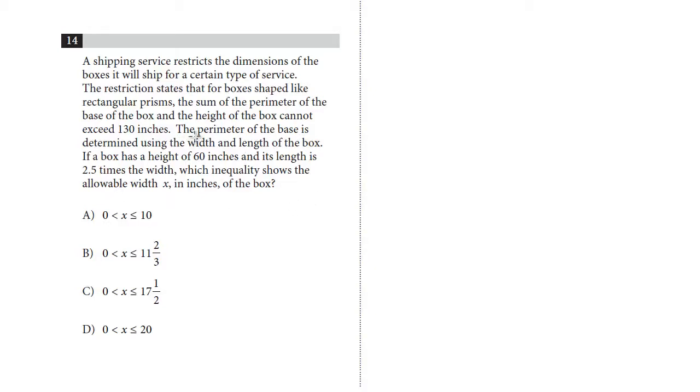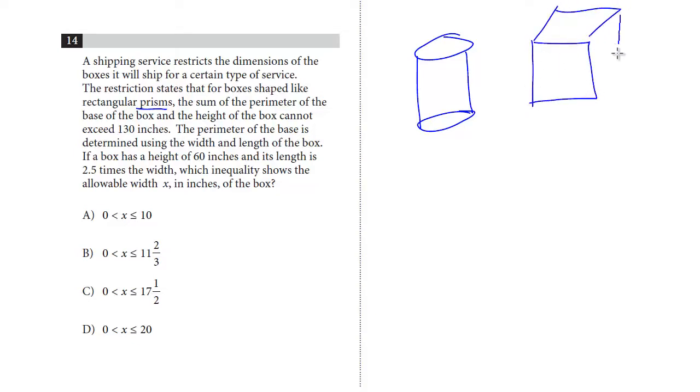All right, we're told this is a prism, a rectangular prism. A prism just means a three-dimensional shape that has two equal bases. So it could be a cylinder, for example. Two equal bases, that's a prism. In this case, we have a rectangular prism, and it looks something like this. And so, again, we've got two equal bases.